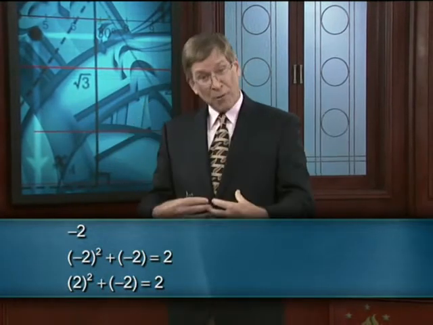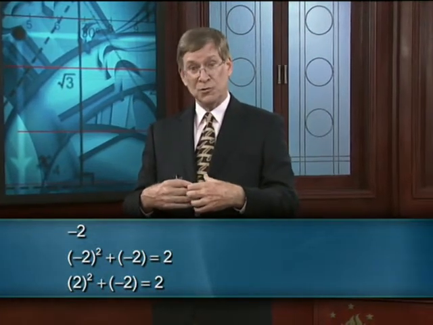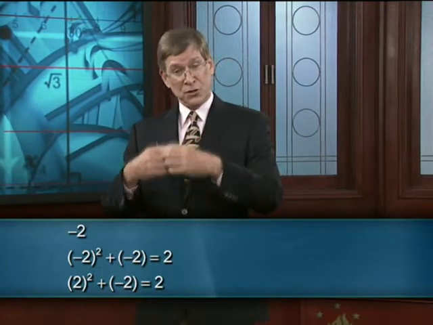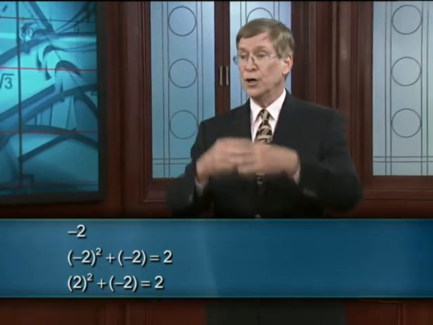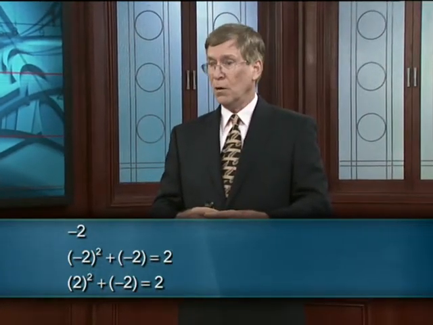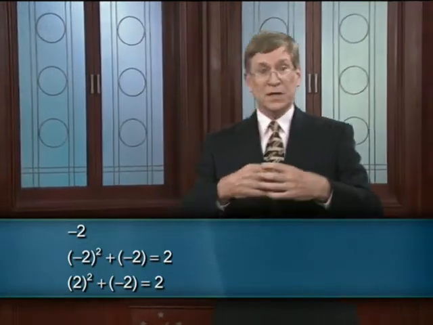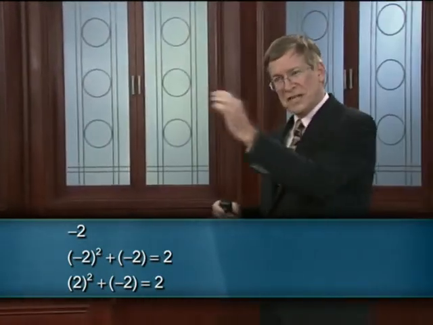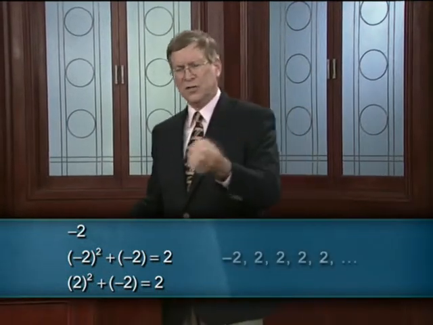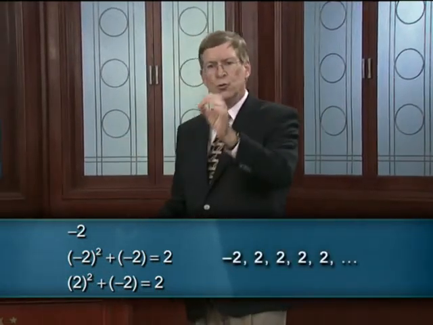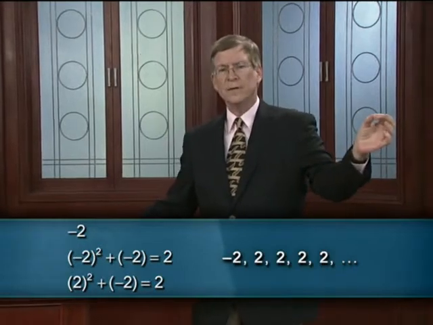I then square that number and add to it minus 2. So I get 2 squared minus 2, or 2. Whoa, that's the same number as before. I do it again and I get 2. This sequence is kind of dull. It goes minus 2, 2, 2, 2, 2, 2 forever. It's bounded.